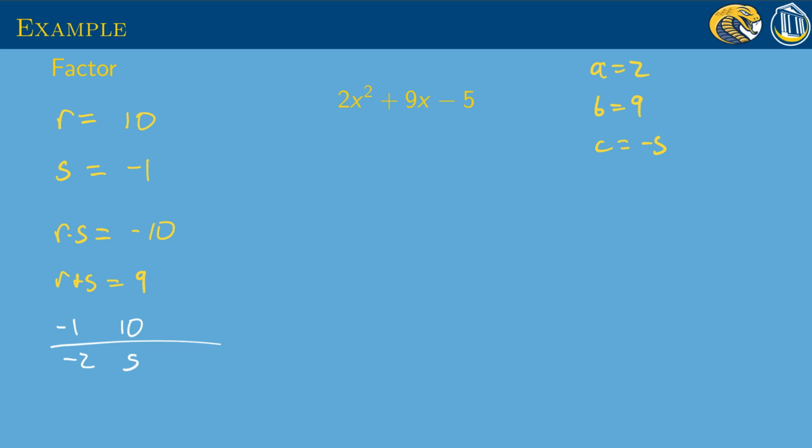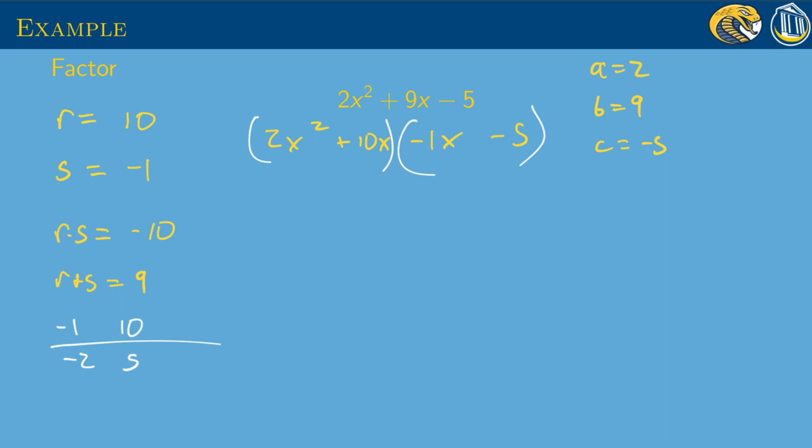And then we're going to go ahead and rewrite this expression where it's exactly the same as before. We still have a 2x squared, and we still have a minus 5. But instead of plus 9x, we're going to write plus 10x minus 1x. Again, the reason for doing this is now we can factor the first two terms, and we can factor the second two terms, and we should get something that we can factor out of both of them. Let's give this a shot.